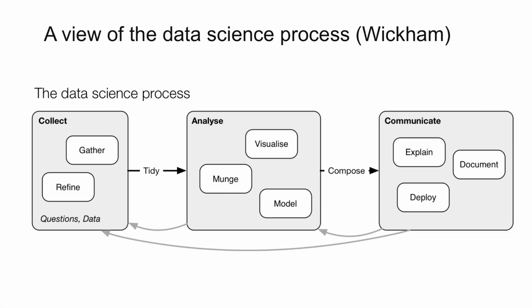Hadley has a lovely view of the data science process, and he's published this idea of 3 steps: data collection, the analysis, and communication. There's several things that I think are important here. One is that the idea of data collection is really important. Refining, deriving variables, that iterative process, data don't show up in the real world as a CSV file. So much of the work needs to be done there.